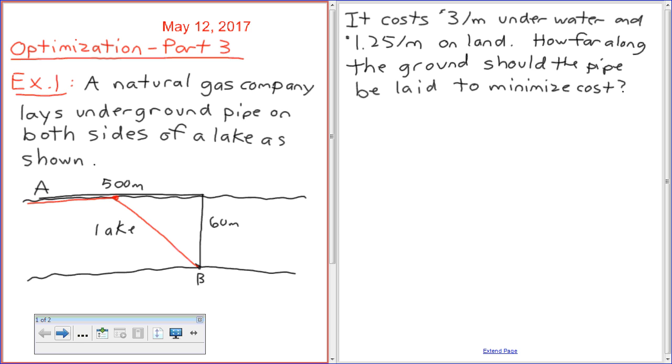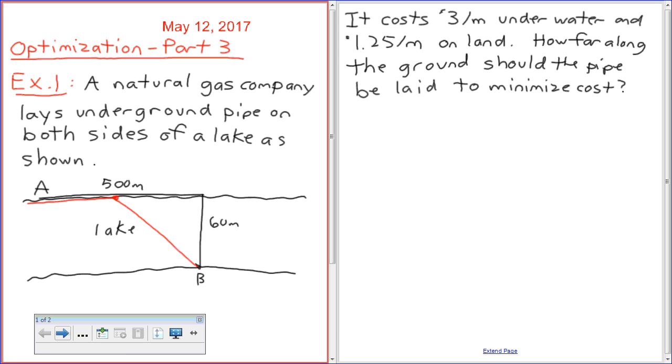So we're going to lay a certain distance across the land. Then you're going to go from that point right to point B. Are we all okay with the logic behind that? So now we need to put our X in and things like that. What's our unknown distance going to be?